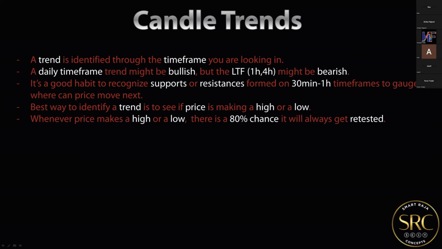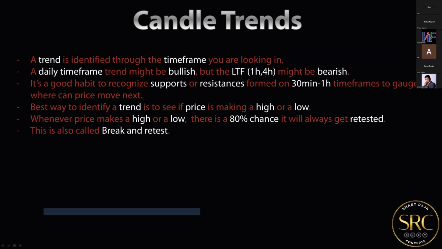He said that whenever price makes a high or whenever price makes a low, there's an 80% chance that high will be retested, or that low will be retested, and that's where you put your positions with size, like 5 lots, 10 lots, 50 lots, 100 lots, 150 lots. That's where you exploit that move with size. And that's exactly what it is right over here. Whenever price makes a high or a low, there's an 80% chance it will always get retested. This is also called the break and retest, right?